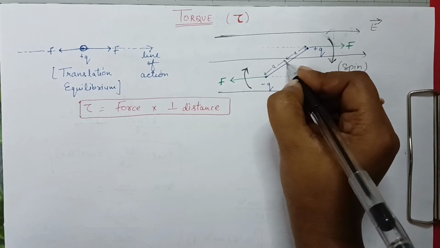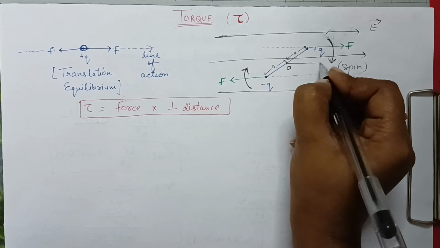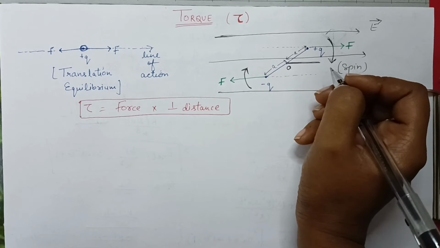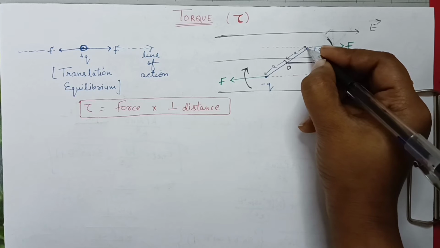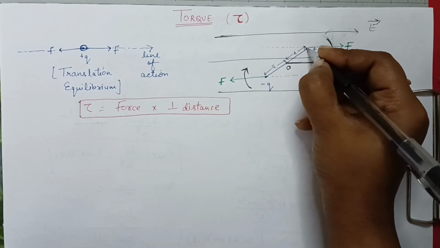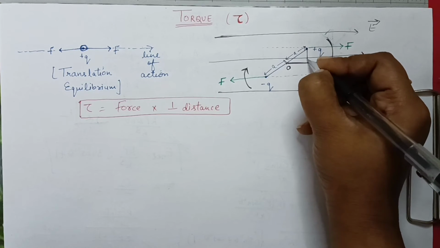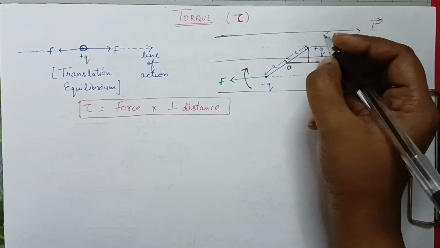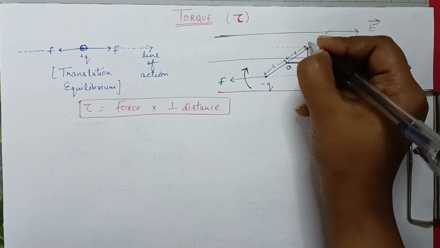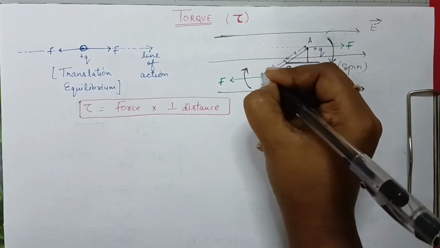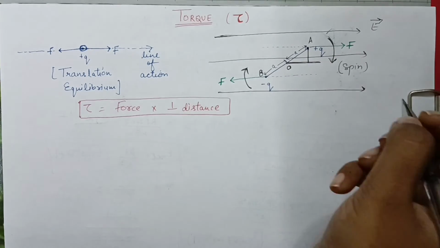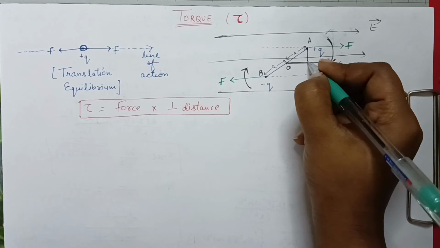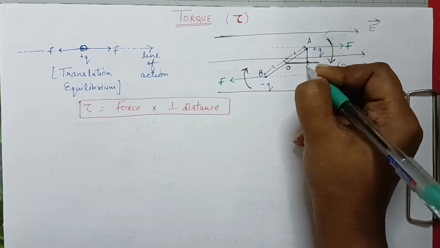Now take a horizontal line from this point O. This is a horizontal line from this center O, and take a perpendicular line from this point plus q on this horizontal line. I'm designating this point as A and this point as B. Now this point is, suppose, C.